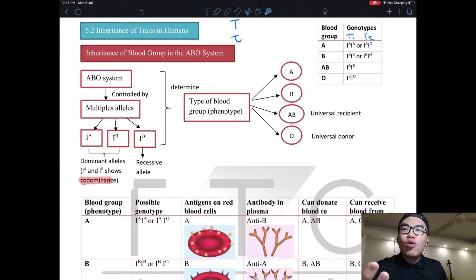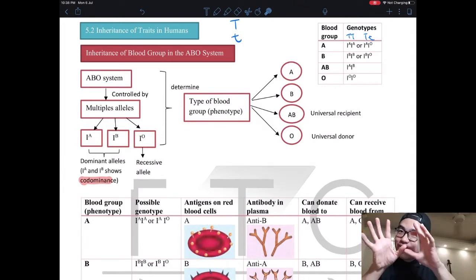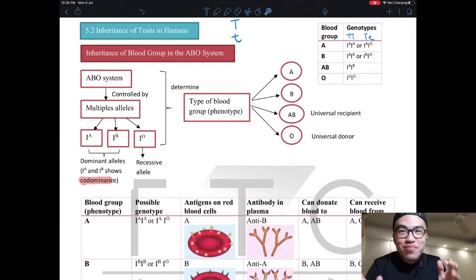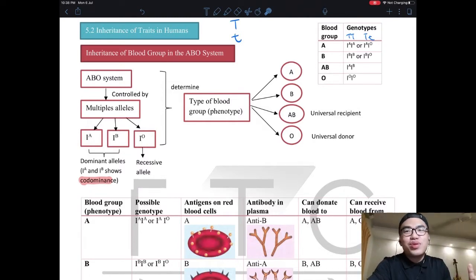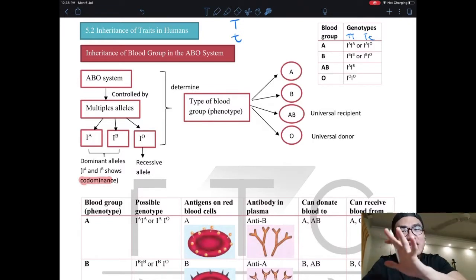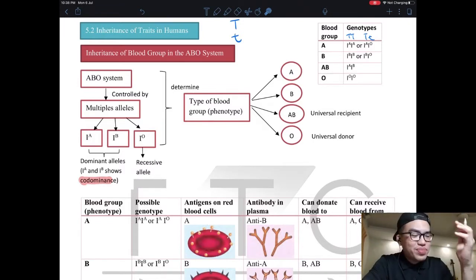And if you are O, like most of us, I would say around 90% of us are O, you are both recessive. Recessive doesn't mean you have bad genes. It just means it's recessive. It won't win against a dominant gene. That's all. Not necessarily bad or good. So you are blood type O.